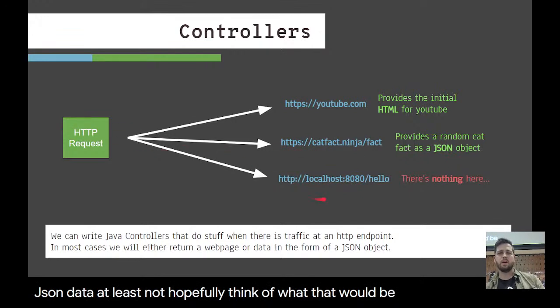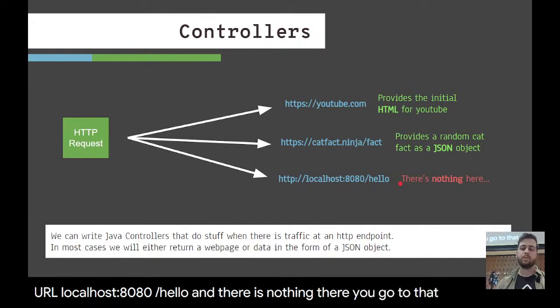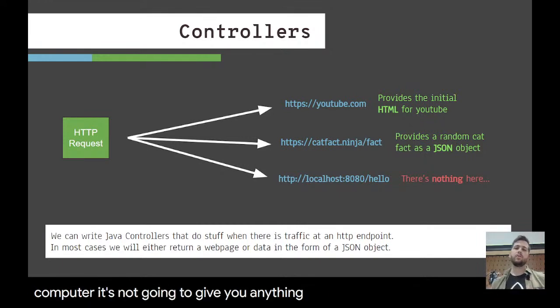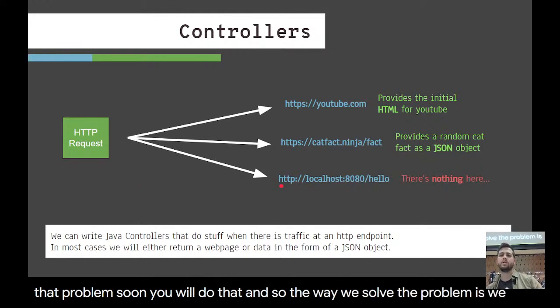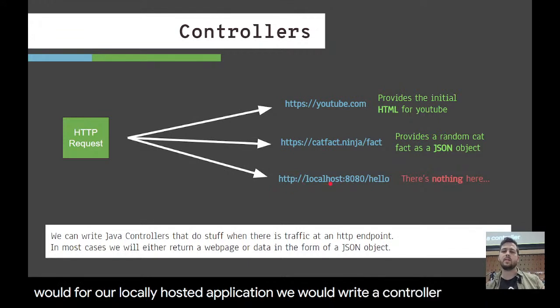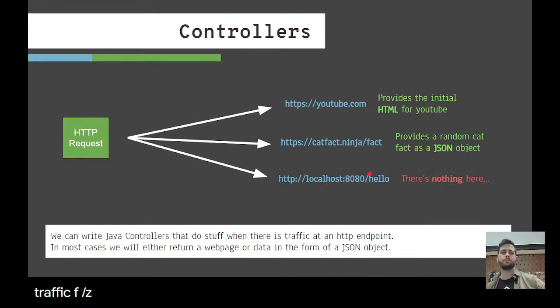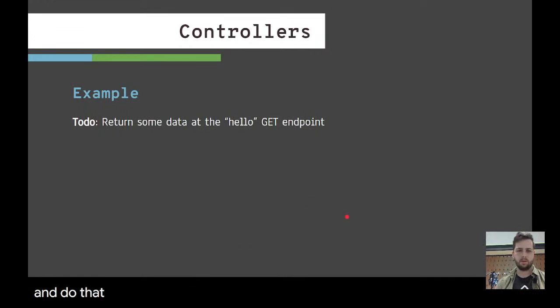And then finally, we have this URL, localhost 8080/hello. And there is nothing there. If you go to that on my computer, it's not going to give you anything. And so we're going to need to solve that problem soon. The way we'd solve that problem is, for our locally hosted application, we would write a controller that controls traffic at /hello. And we can have our controller do whatever we want. So let's go ahead and do that.